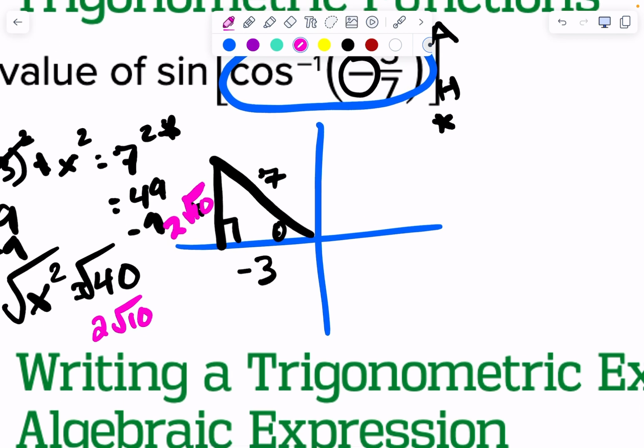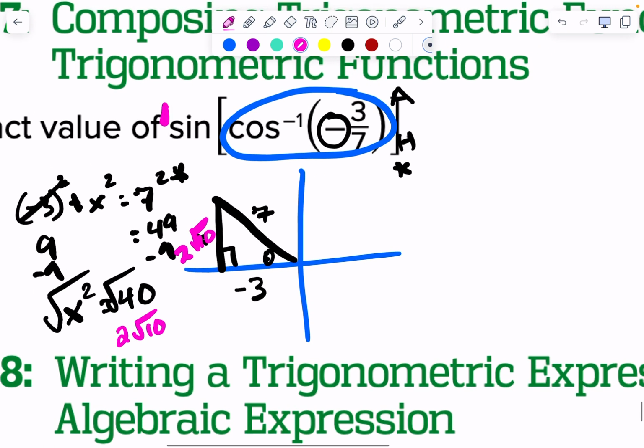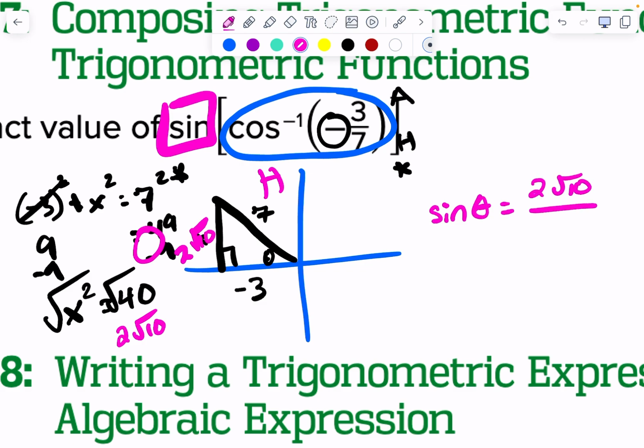Positive 2 square roots of 10 or negative 2 square roots of 10? Positive, because you're going up. Now I have to find the sine of the angle. So now that I have him drawn, now I have to do sine, which is opposite over hypotenuse. So sine of angle theta is square root of 40 over 7, which is 2 square roots of 10 over 7.